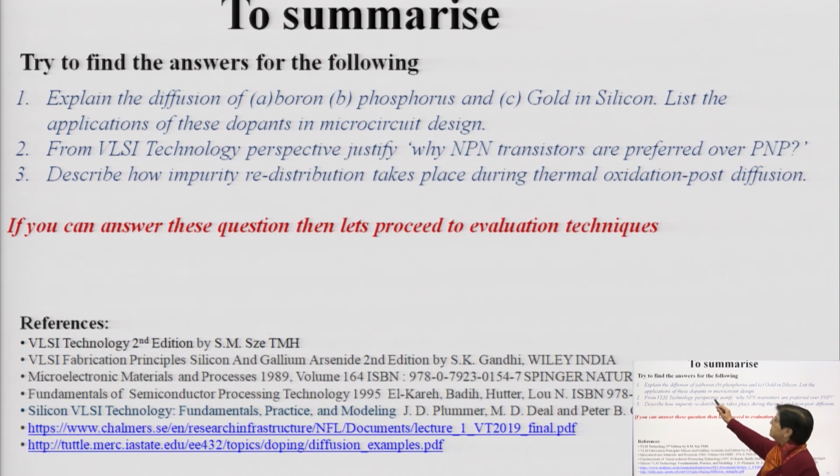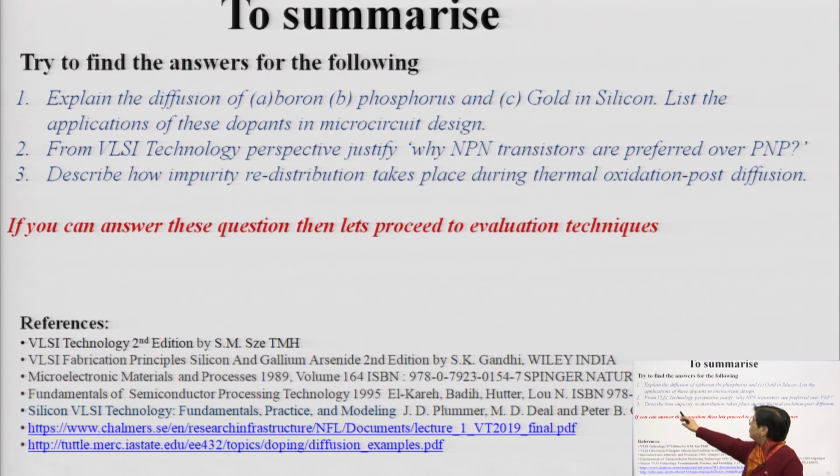If you are able to answer the diffusion of boron, phosphorus and gold in silicon, you can list the applications of these dopants when you are going for microcircuit fabrication. You are able to check out the VLSI technology perspective. Why do you prefer NPN transistors rather than PNP? Because a heavy emitter dopant profile is easily attained.